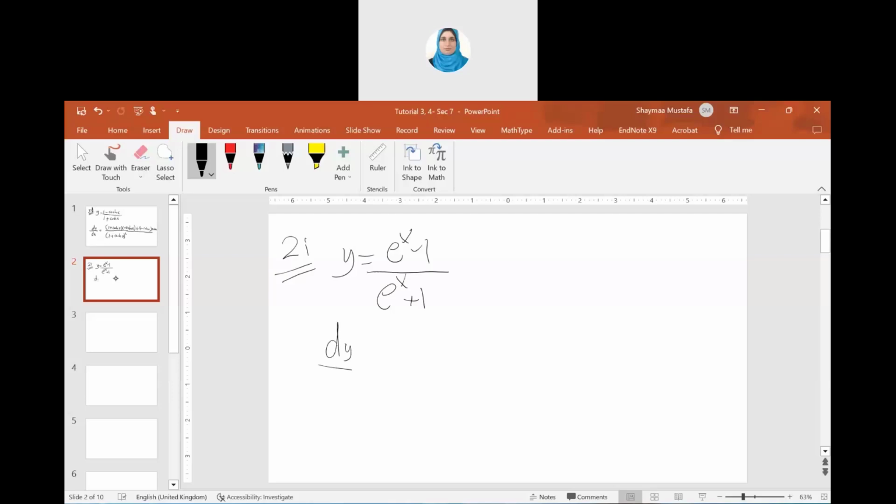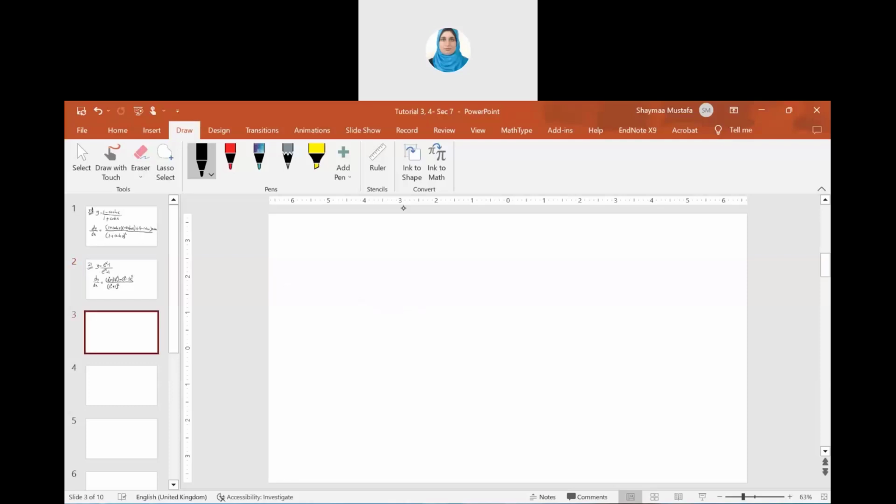So dy over dx will be the derivative over e to the power x plus 1 squared. Now here e to the x plus 1 multiplied by the derivative of e to the power x minus 1, which is e to the power x, minus e to the power x minus 1 multiplied by the derivative of e to the power x plus 1, which is e to the power x. This one also you can simplify or you can keep it as it is, okay.